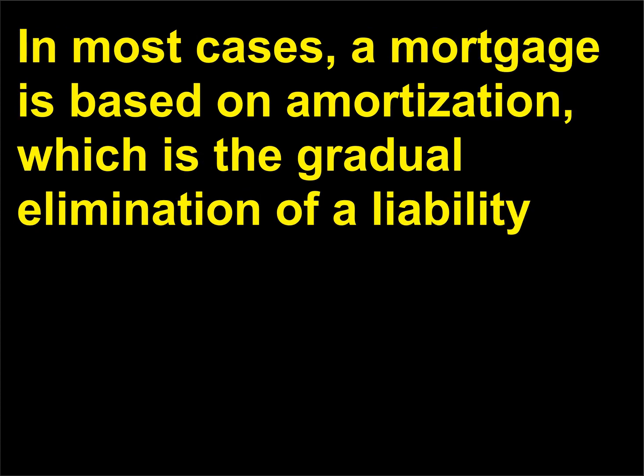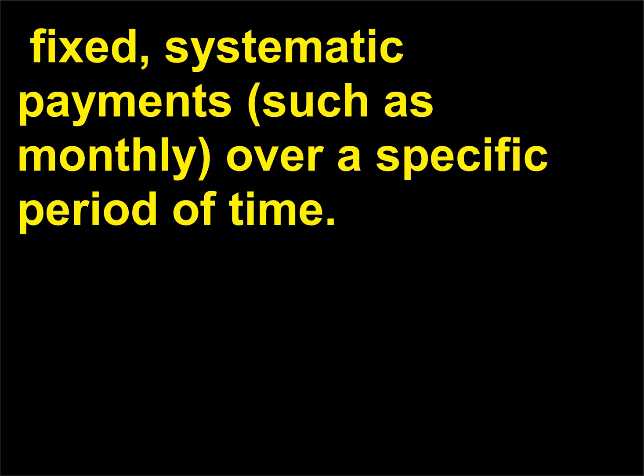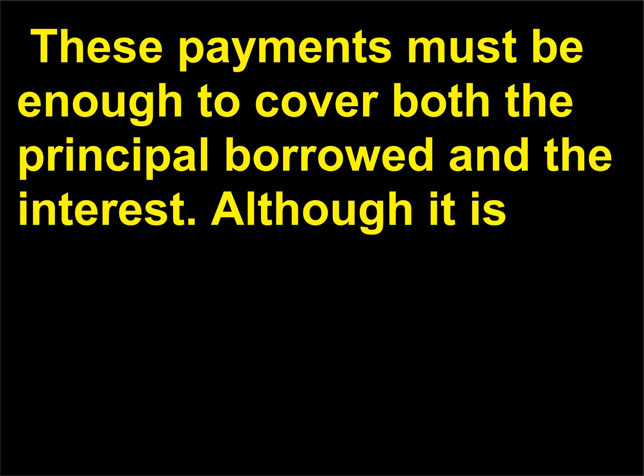In most cases, a mortgage is based on amortization, which is the gradual elimination of a liability, a financial obligation or debt, such as a mortgage, in regular, fixed, systematic payments, such as monthly, over a specific period of time. These payments must be enough to cover both the principal borrowed and the interest.